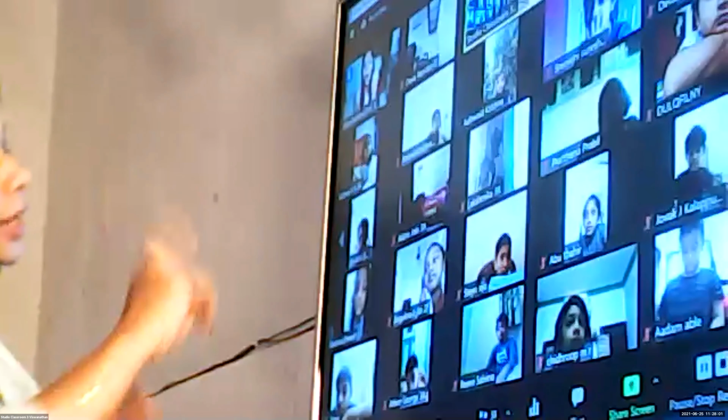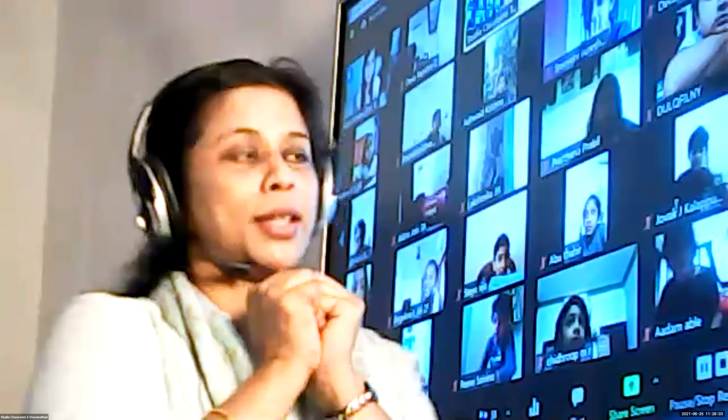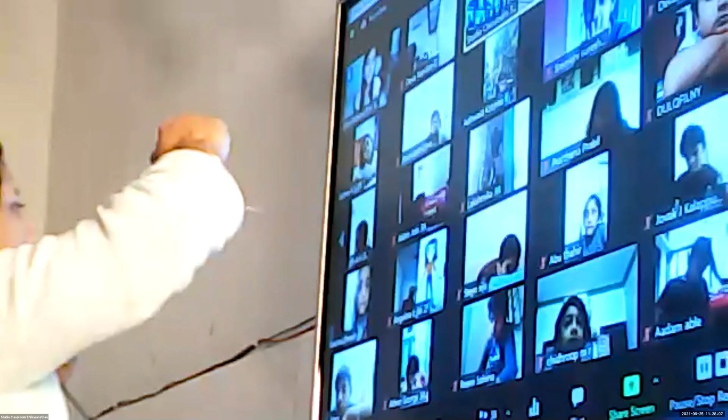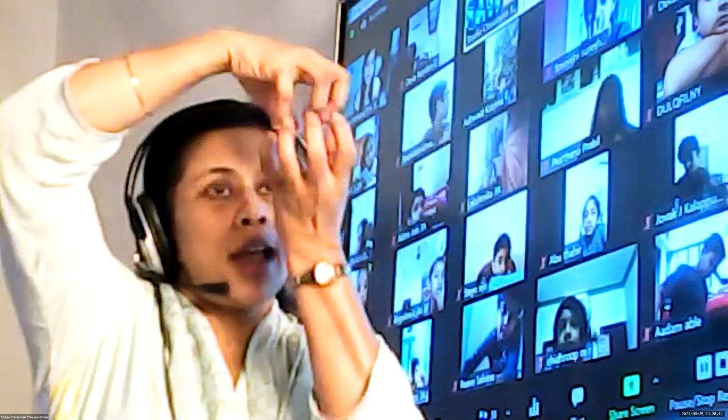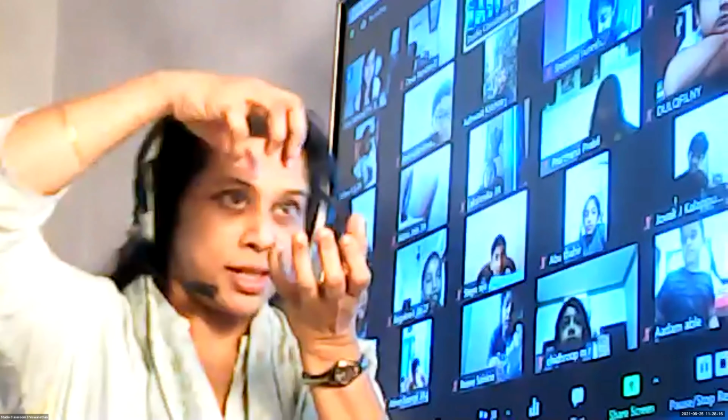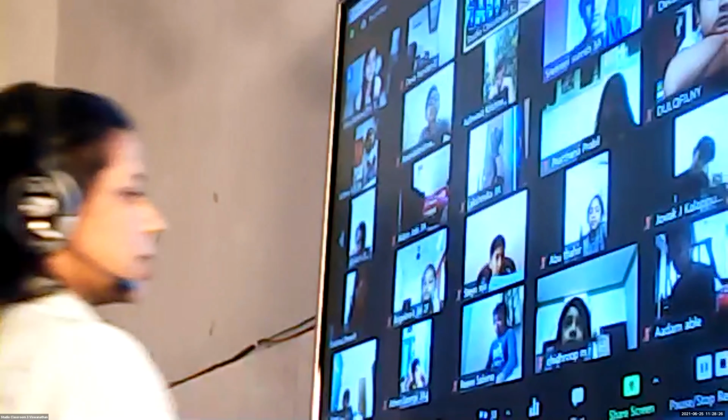A group of animals, a group of things, as one whole. Okay, in the next session, I'll bring you a few things. Have you seen a bunch of keys? Yes, very good. When they are all together, hanging, we call it a bunch of keys. Have you seen a bunch of grapes? Bunch. All these are collective nouns. So in the next session, bunch of grapes.